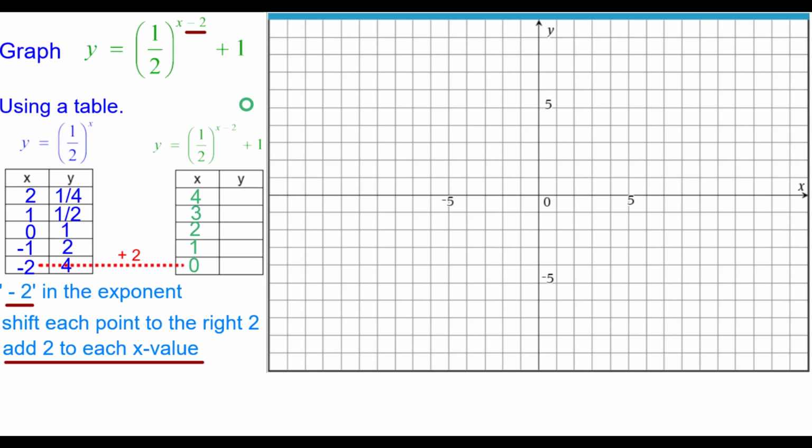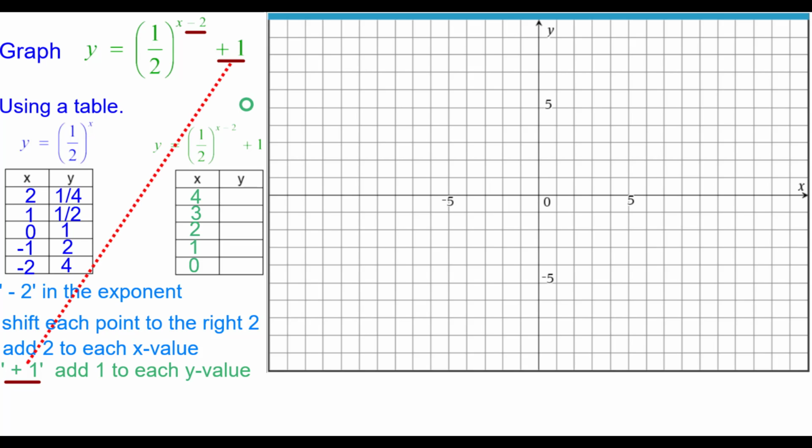Press pause as needed anytime. The plus 1 adds 1 to each y value. So 1/4 plus 1 would be 1/4 plus 4/4, which is 5/4. So we can plot 4, 1 1/4. 1/2 plus 1 would be 1/2 plus 2/2, which is 3/2, 3 comma 1 1/2.